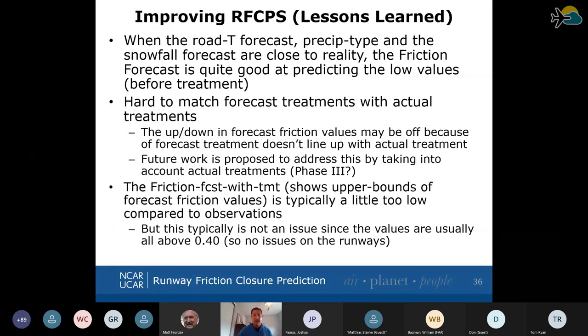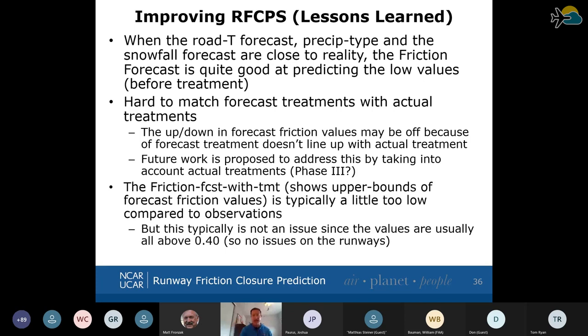Next slide, please. So ultimately, what I was happy to see is that when the road T forecast is good, we've got the precip type and the switch over to snowfall, and the snowfall forecast is close to reality, our system typically does really well. The friction values are really quite good compared to reality, and even in the reaction with the treatments. The last part that you saw, it's really hard to match the forecast treatments with actual treatments, so those ups and downs may not match.